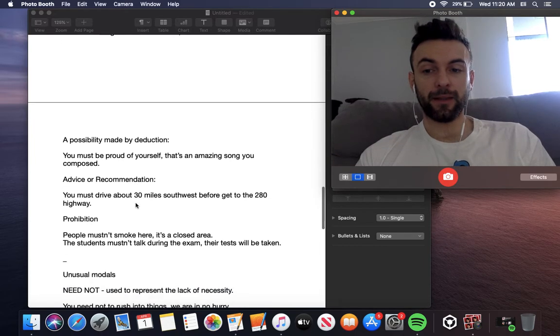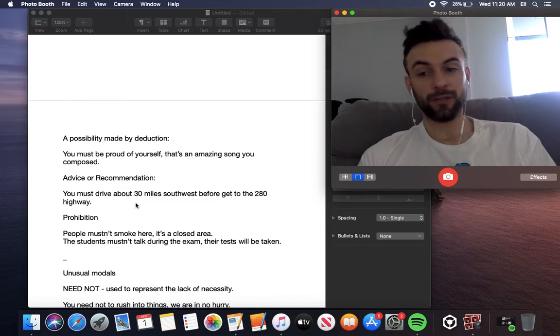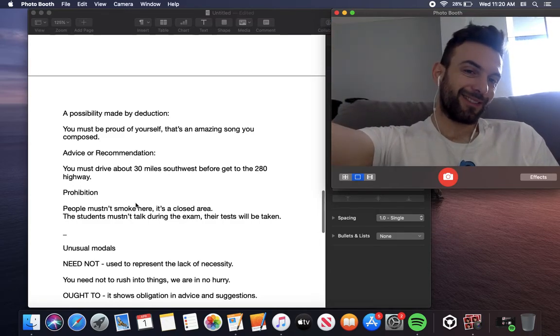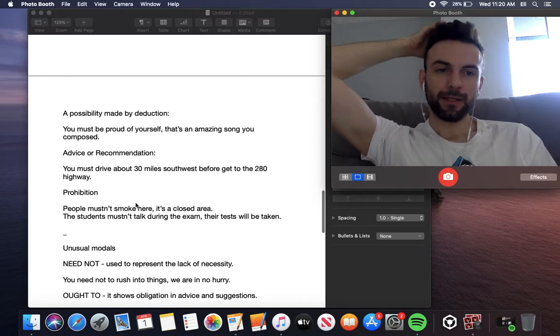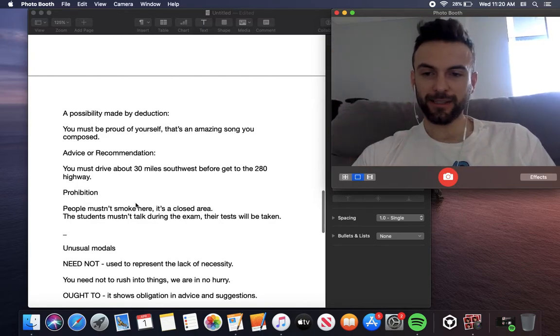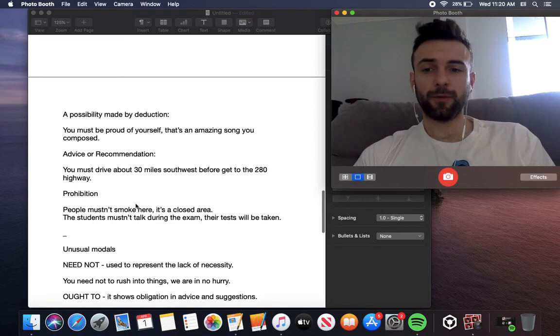Advice or recommendation. You must drive about 30 miles southwest before you get to the 280 highway. You must go straight ahead, turn right, go down, kind of directions when you're suggesting. For prohibitions, we're going to use the negative form, which is mustn't.